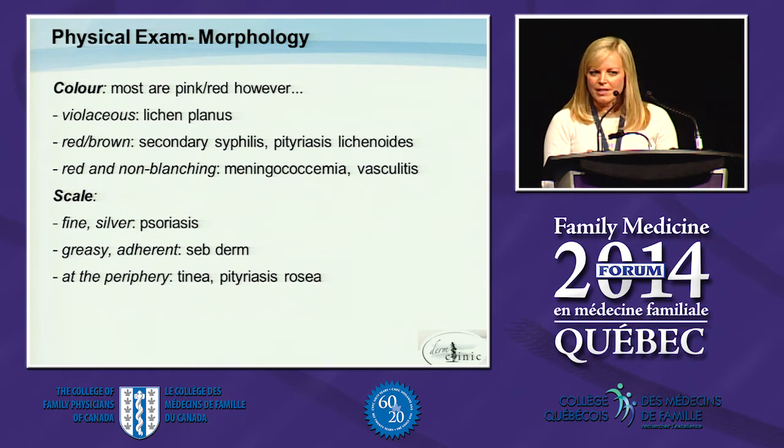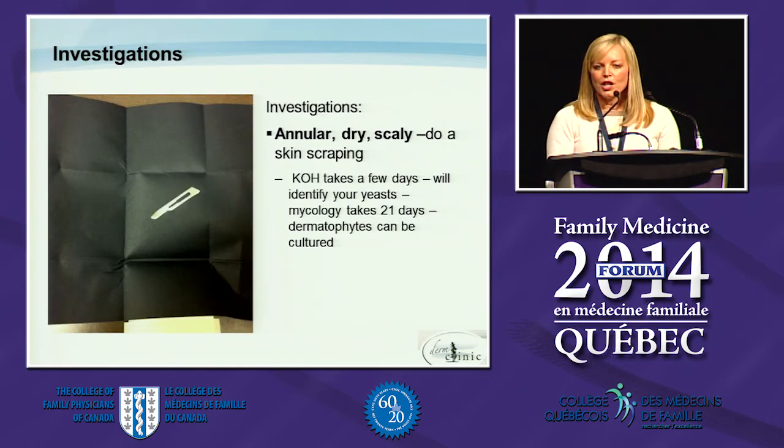The quality of the scale as well. So remember, scale isn't all equal. We've got our fine silvery scale like we do in psoriasis. We've got greasy adherent scale in seborrheic dermatitis. And then we may have scaling only at the periphery in tinea or in pityriasis rosea. So just remembering that if we're not sure, we've got our differential down to a few things.